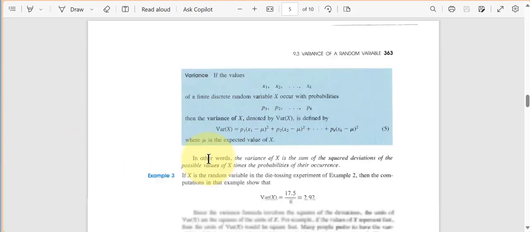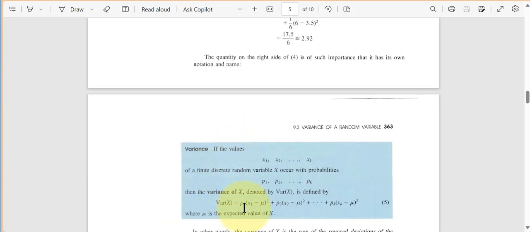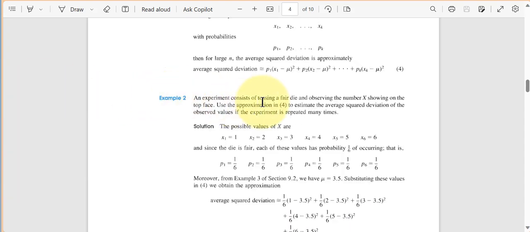And hopefully they show that here. So the standard deviation of x, that's this, is the square root of the variance. So it's the square root of this stuff here. So if you want to just read this, let's try it. Let's figure out what is the standard deviation for a die, or for the number of dots that appear on the top of the die. So an experiment consists of tossing a fair die and observing the number x showing on the top face. So x can be 1, 2, 3, 4, 5, or 6.